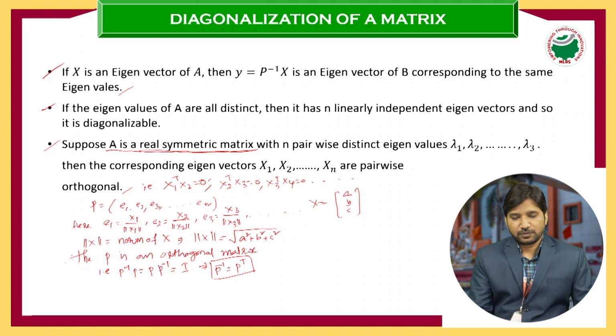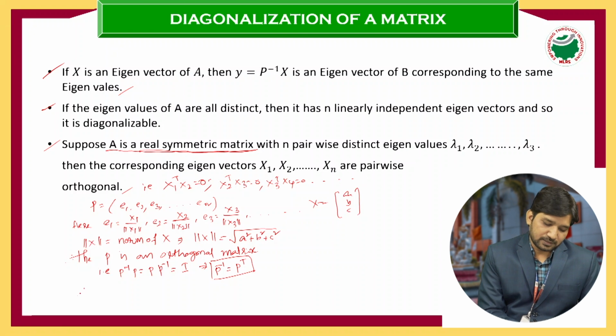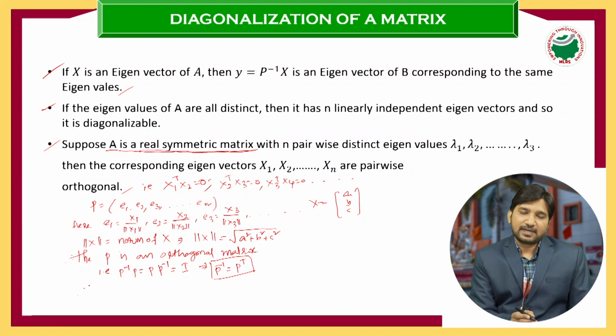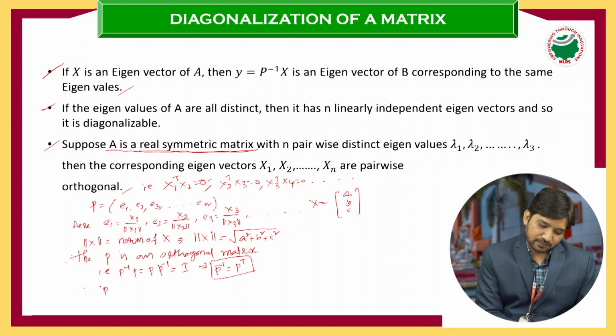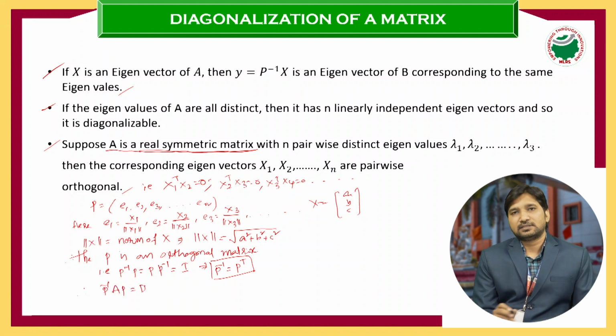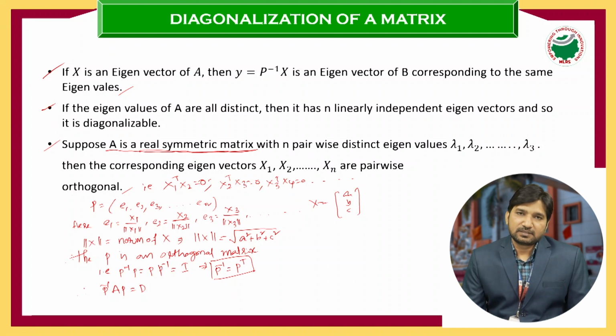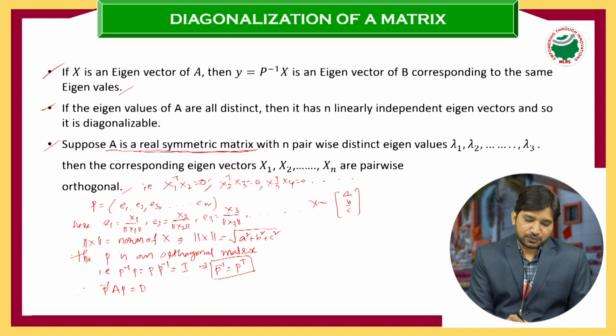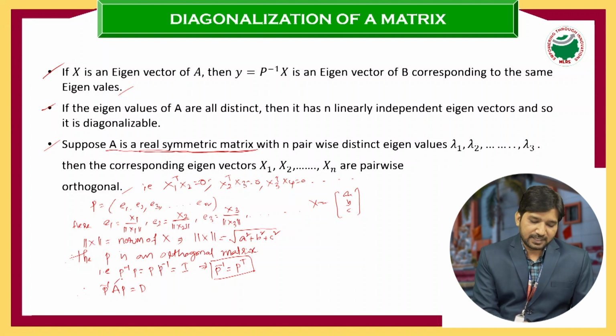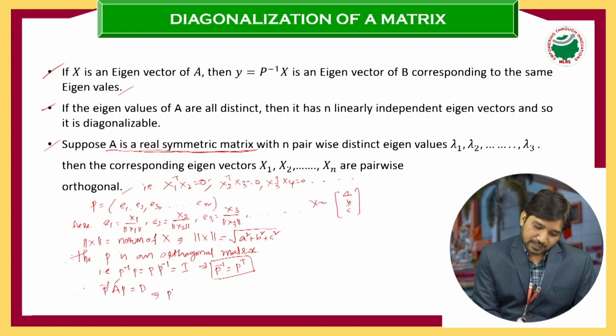Okay, so we conclude that generally the diagonalization process is P inverse AP equal to D. That is the diagonalization process. In case A is a real symmetric matrix, we can substitute P inverse by P transpose. So if A is a real symmetric matrix, we can also write P transpose AP equal to D.